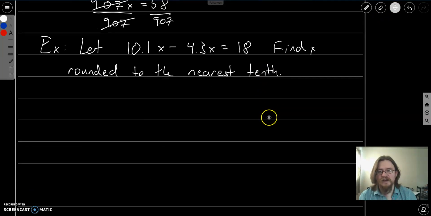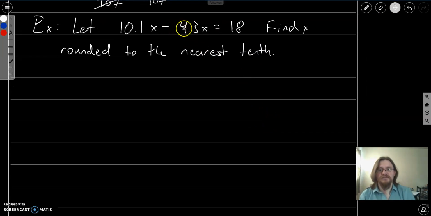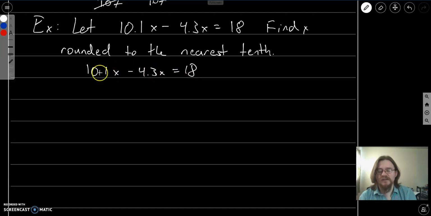So we've got 10.1x minus 4.3x is equal to 18. Again, this left-hand side, we've got multiple things with x's in them. Let's simplify this and make this into one thing rather than two. When I subtract these, again, I've got like terms. They both have an x in them. So I'm just going to take the numbers up front and subtract them from one another.